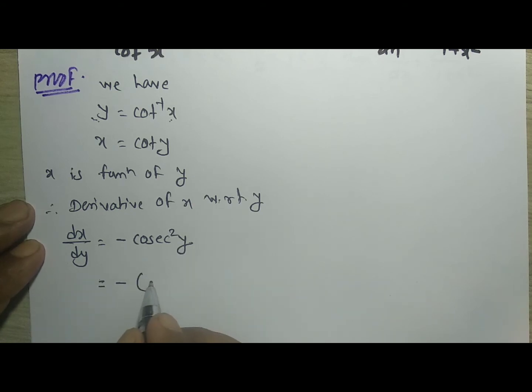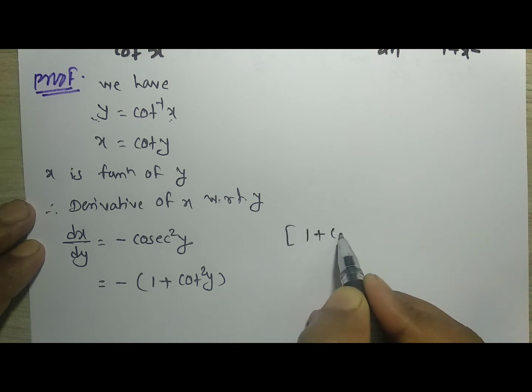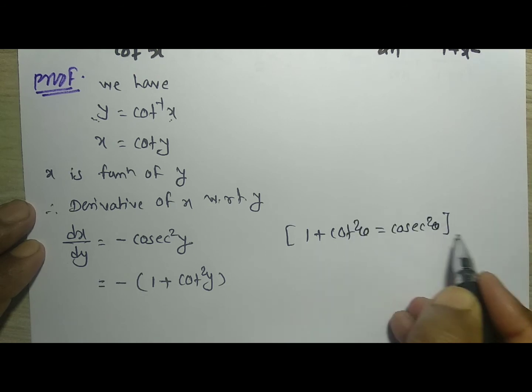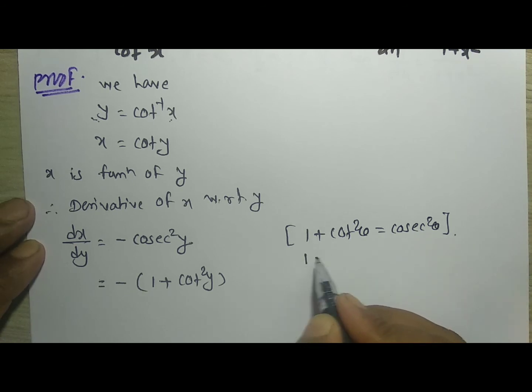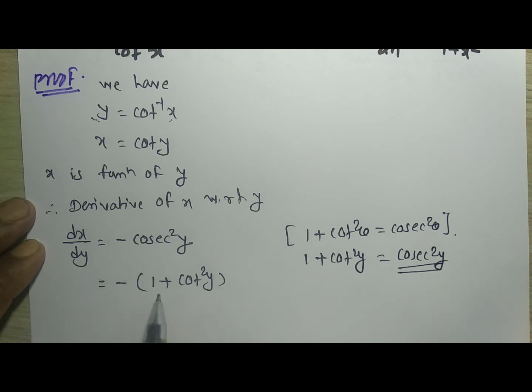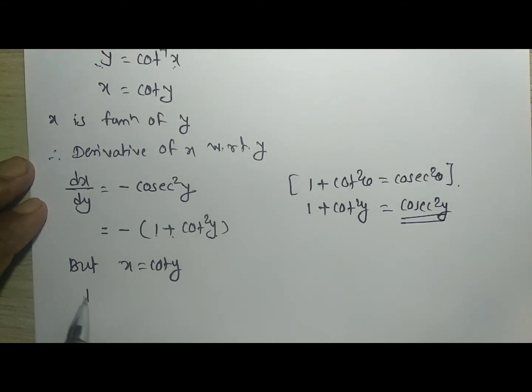Cosec square y is nothing but 1 plus cot square y. We know the formula 1 plus cot square theta is equal to cosec square theta. This is one identity, and from that identity you get 1 plus cot square y is equal to cosec square y. Using this value of cosec square y inside the derivative, you will get 1 plus cot square y, but x is equal to cot y, and therefore dx by dy is equal to minus, inside the bracket, 1 plus x square.